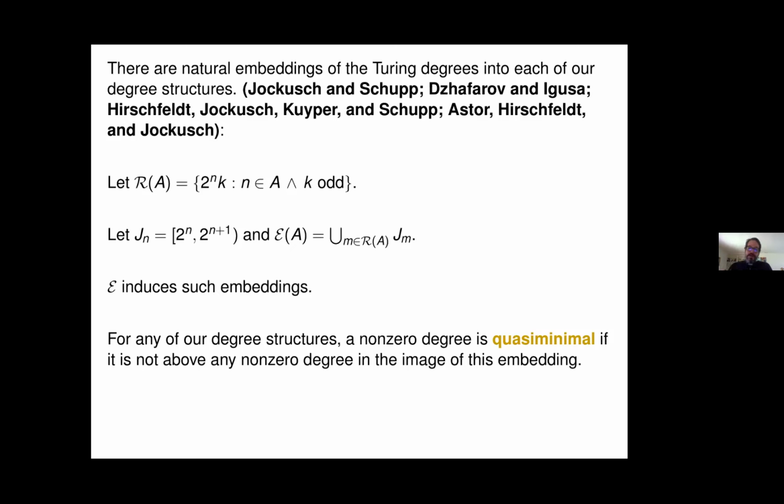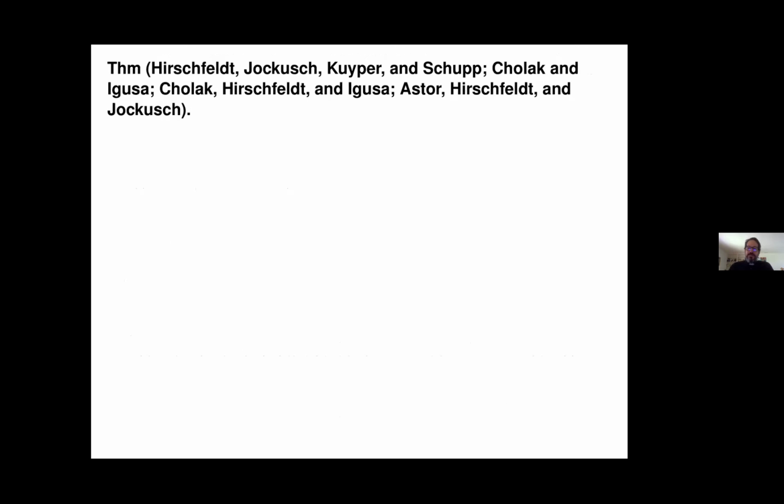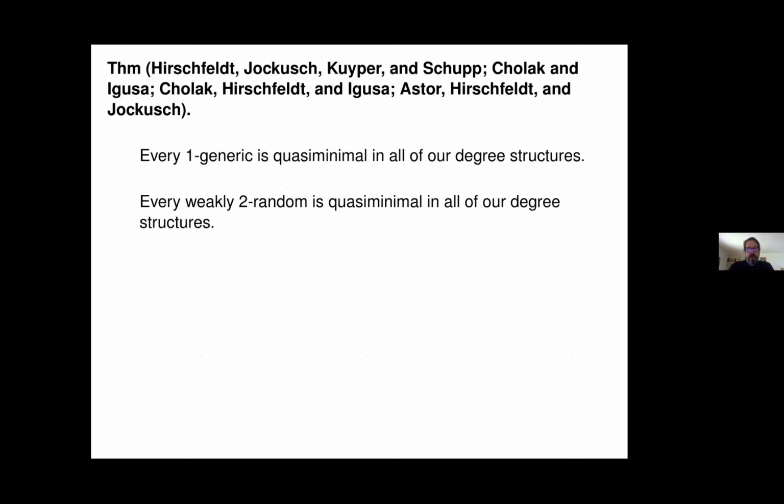And one way to think of what a quasi-minimal degree should look like is that if you don't code information in a very redundant way, then you really shouldn't be above something that does. So there's an intuition there that typical sets should have quasi-minimal degrees. And this, in fact, is borne out. So here's a theorem, again combining work of several authors. 1-generics have quasi-minimal degree in all of these degree structures. And also, weak 2-randoms do. So that does mean the intuition is correct.